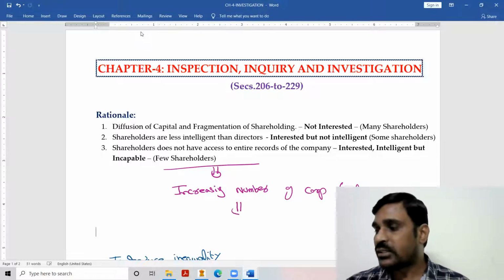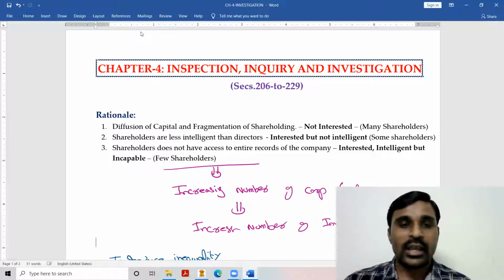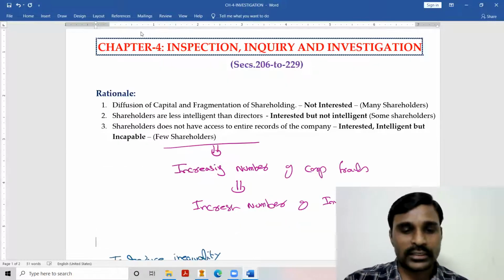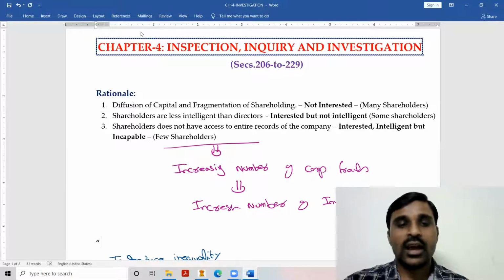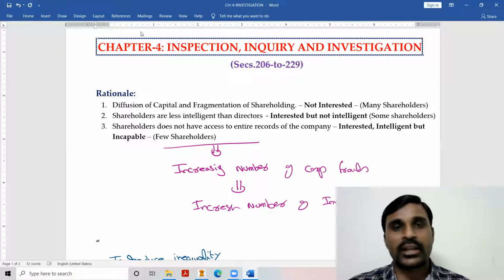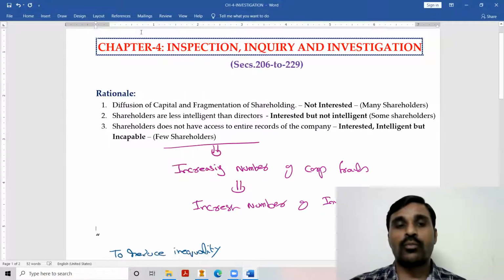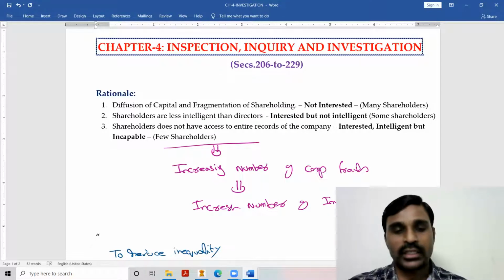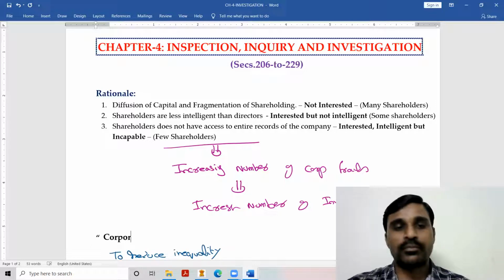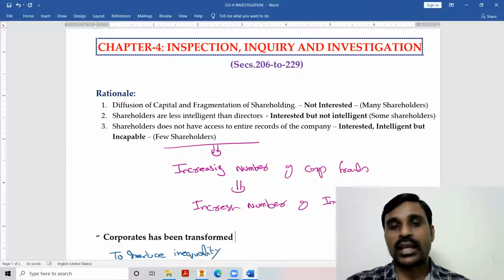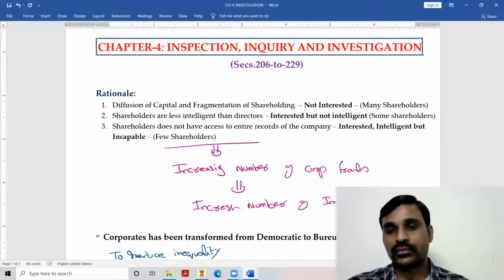As corporate frauds have an increasing number of investigations. Okay, right. So in simple words, what I can say is that corporates have been transformed from a democratic culture to a bureaucratic culture. In simple words, to summarize, corporates have been transformed from democratic to bureaucratic.